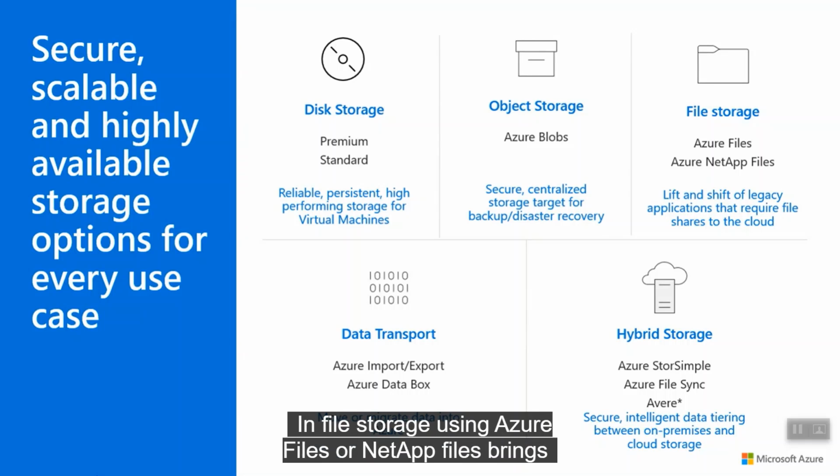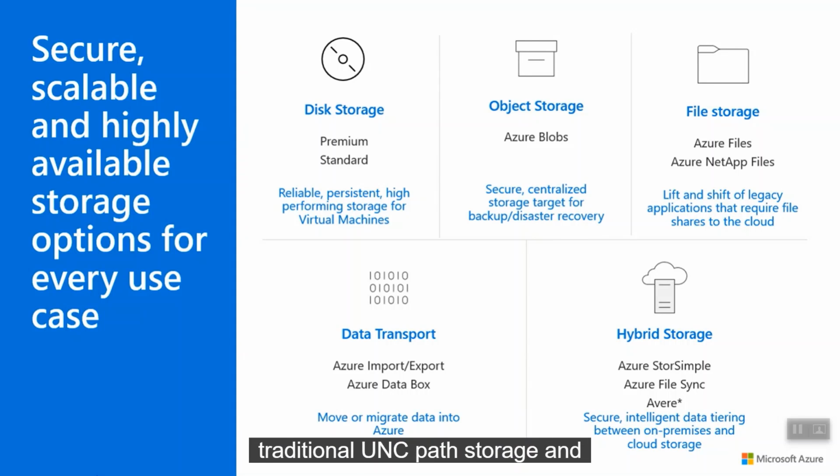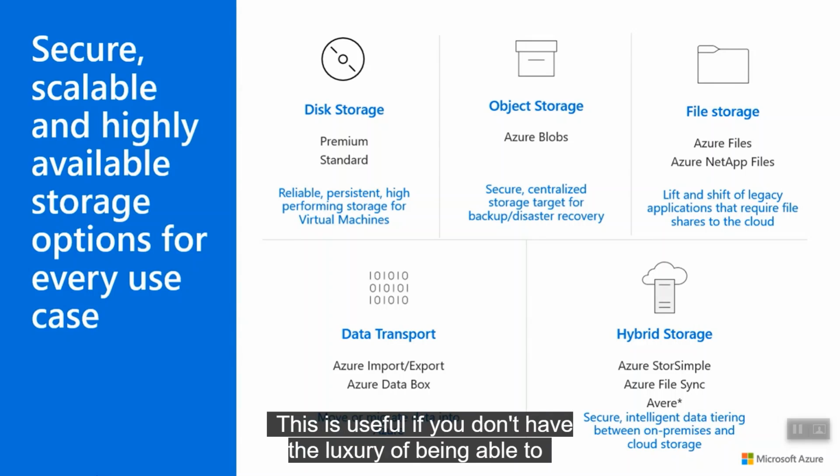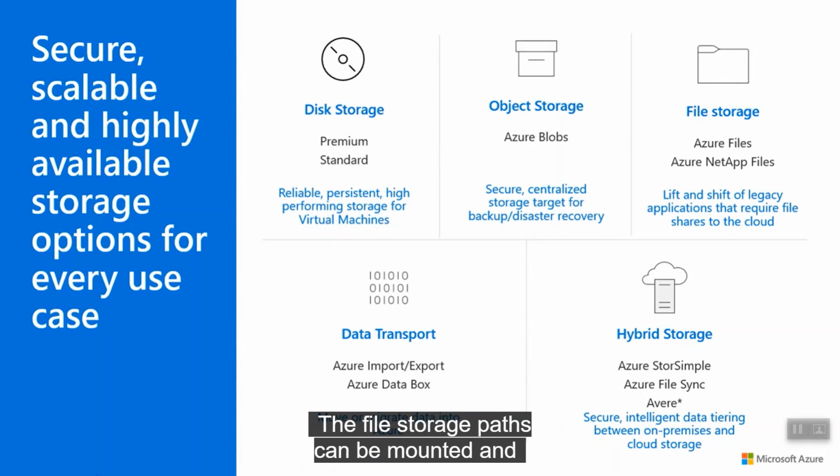And file storage using Azure Files or NetApp Files brings traditional UNC path storage and shares to your virtual machines in Azure. This is useful if you don't have the luxury of being able to adapt your applications to use the blob storage APIs, but you need to run those legacy applications in Azure. The file storage paths can be mounted and shared across multiple virtual machines so they can share a common storage location.